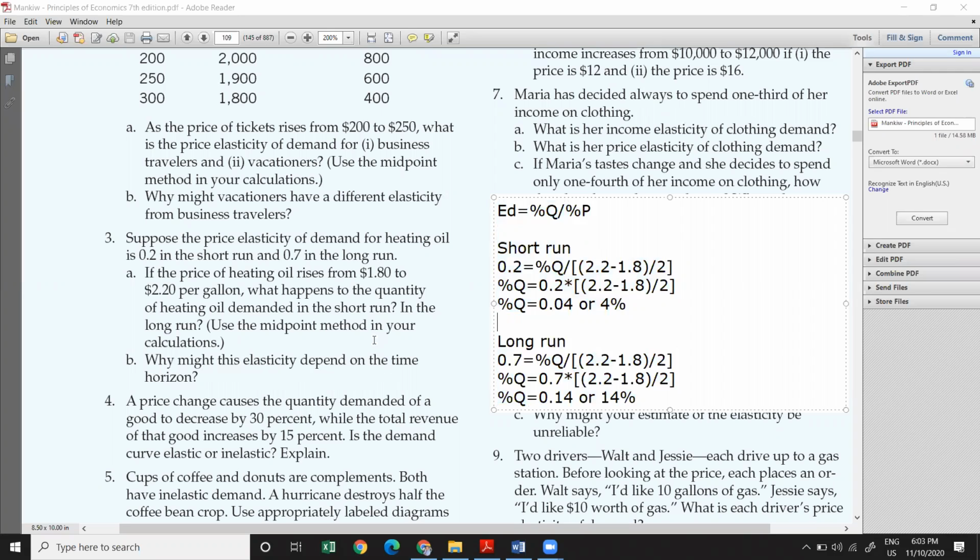We already explained it. I don't have to explain it. Over time, we said the consumer can make adjustments. And in the short run, they actually don't have the time to make these adjustments, so they will be less responsive.